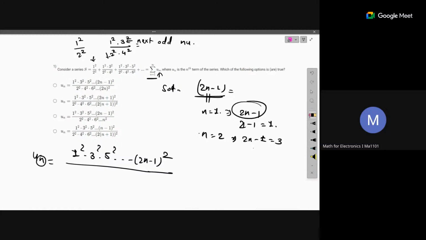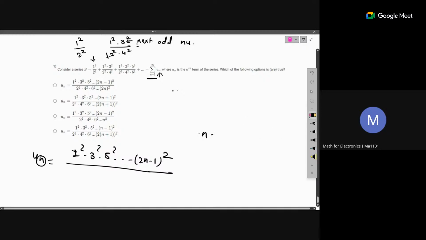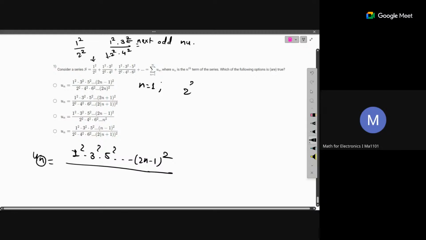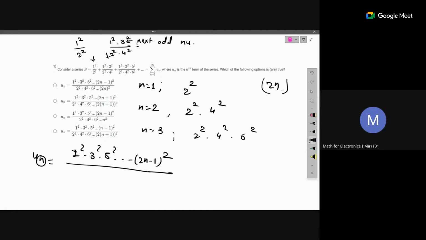Now what about the denominator? In the denominator also, it's the next even number. Now you have to figure out what will be the nth even number. For n equals 1, we have here 2 square. N equals 2, we have 2 square into 4 square. N equals 3, we have 2 square into 4 square into 6 square. If I take 2n, but here in the option n square won't work, 2n we can take. Yeah, 2n is there, right?